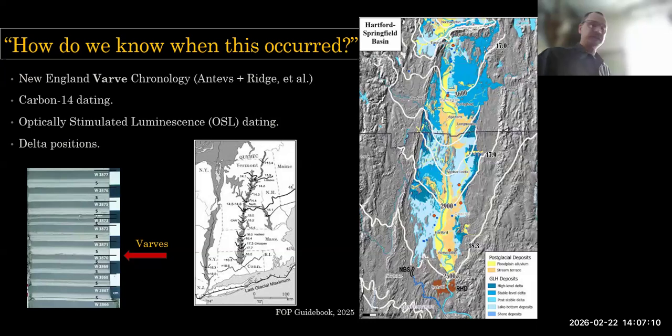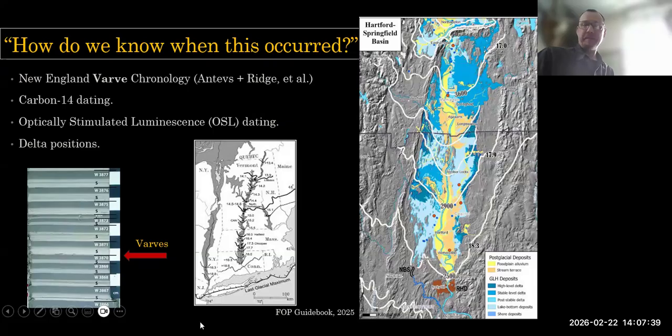Each one of these is a couplet, right? You see a light and a dark color, and those represent 1 year. So these really smart scientists, Ernst Antevs back in the 1920s, and then in recent times, a guy named Jack Ridge at Tufts University did this New England varve chronology. Really, really amazing, important work that gave us some of this timing we're able to see now.